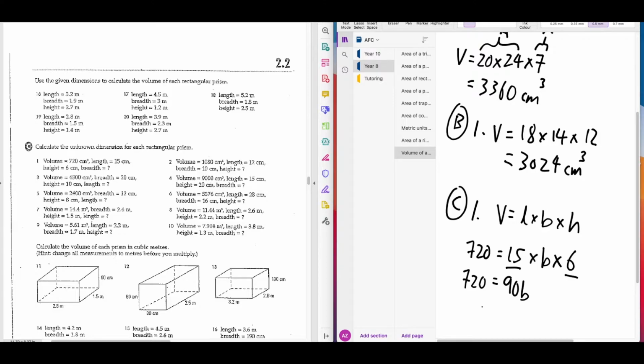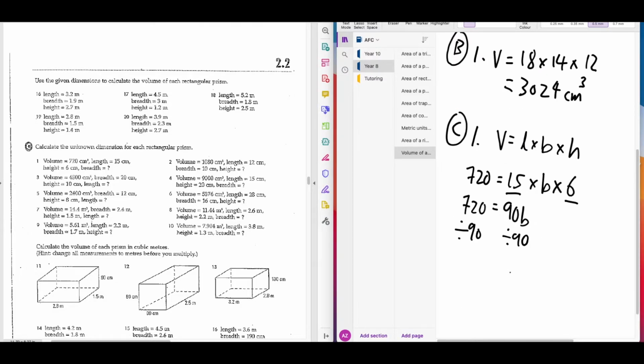And how do we solve for B? We can divide both sides by 90, right? So then what do we have? We have 8 is equal to B. Now once you get to this step, then you answer the question. So breadth is equal to what? 8 centimeters.